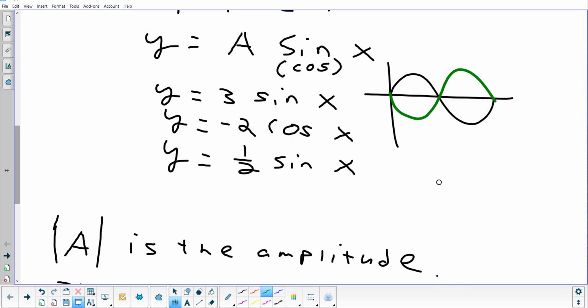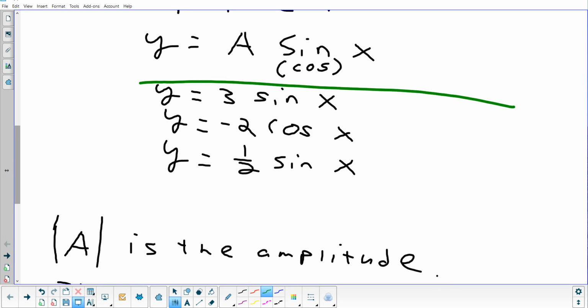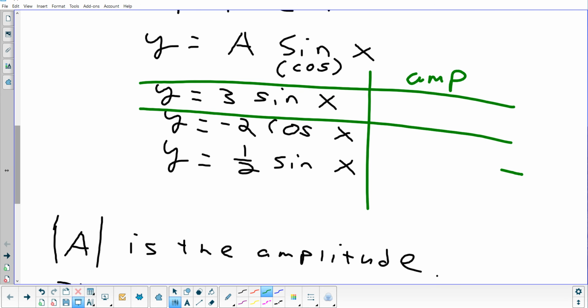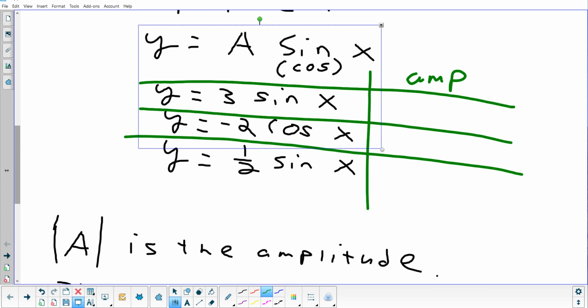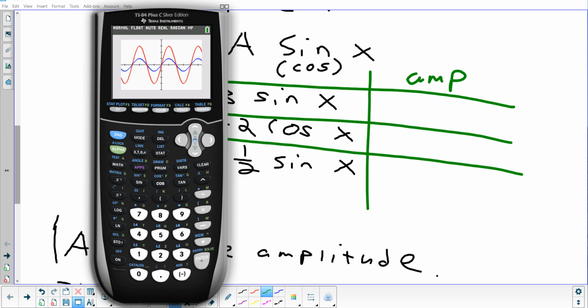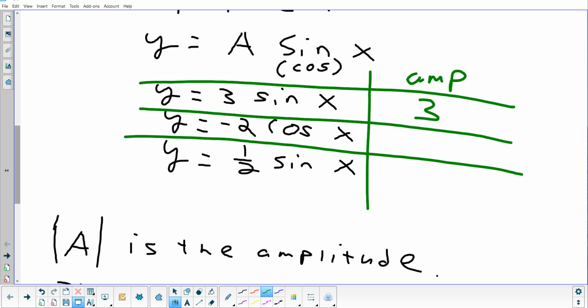So let's actually just take some of these and find the amplitude. Remember, A is whatever the number is in front, and absolute value means you make it positive. So what would be the amplitude? We already did it, but what's the amplitude of 3 sine x? Yeah, 3. It's the distance that it goes from the center to the highest point. That's a distance of 3. You don't even have to graph it to figure that out. Just the absolute value of the number in front.